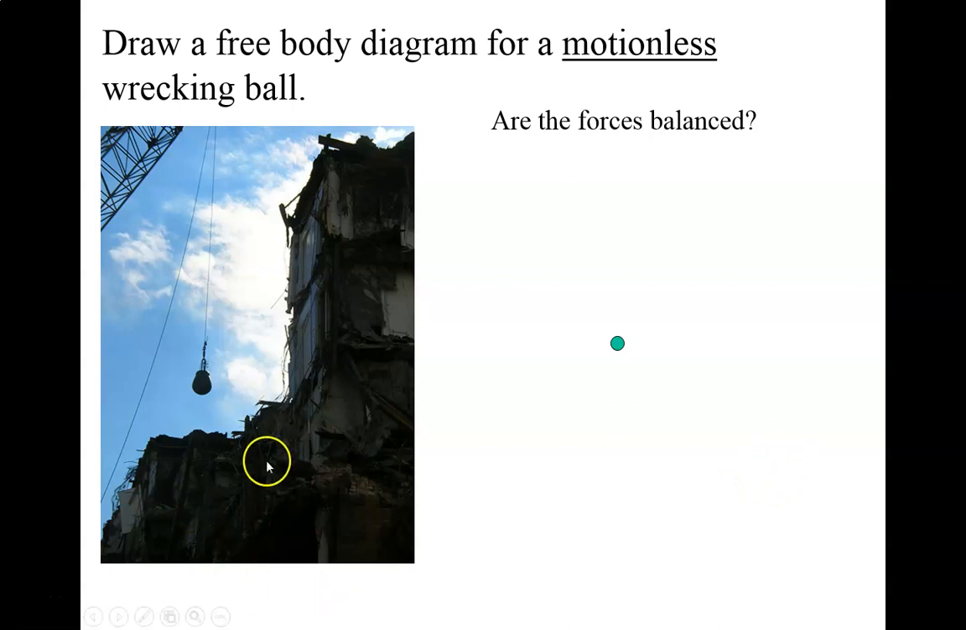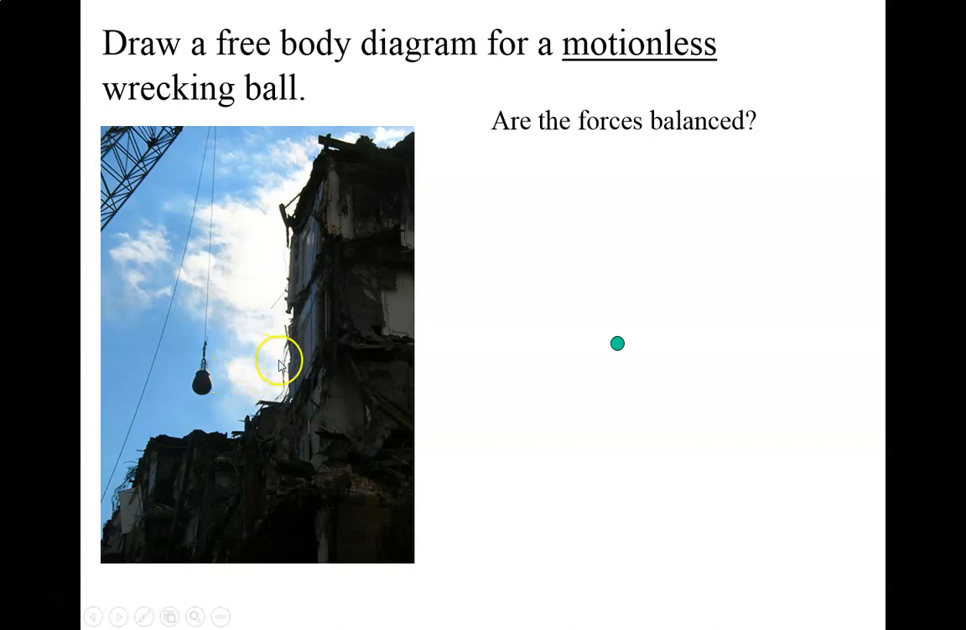So let's say we're looking at a wrecking ball here suspended by a crane, and the wrecking ball is motionless. Are the forces balanced or unbalanced acting on the wrecking ball? Well, if it's stationary and it's remaining stationary, that means that the forces are balanced. Okay, the forces are balanced. So does that mean there's no forces acting on the wrecking ball? Well, there could be no forces or balanced forces. So let's look. Are there any forces acting on the wrecking ball?